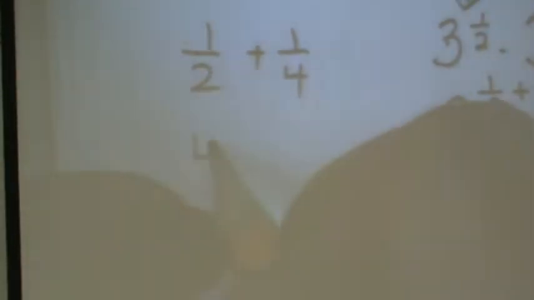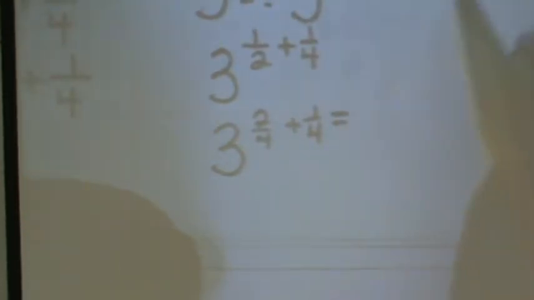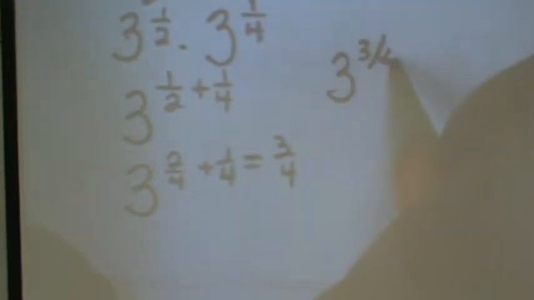Did everybody hear what Nick asked? Do you multiply the base? No, you're not even touching the base number. You're just simply adding 1/2 plus 1/4, so you have to get a common denominator. Your common denominator is 4. You multiply this by 2, so 2/4 plus 1/4 is 3/4. So your answer is 3 to the 3/4 power, right?